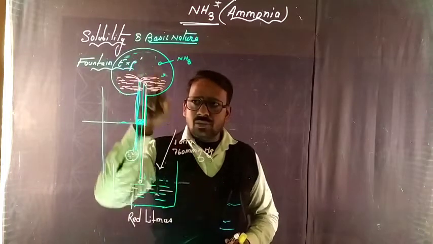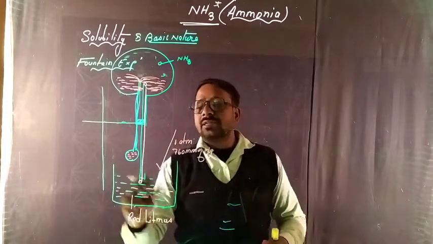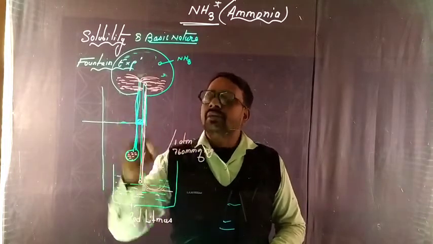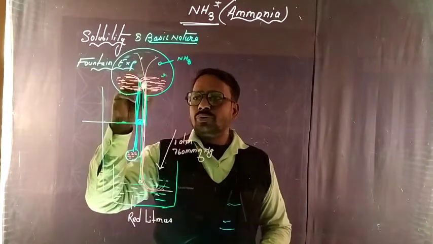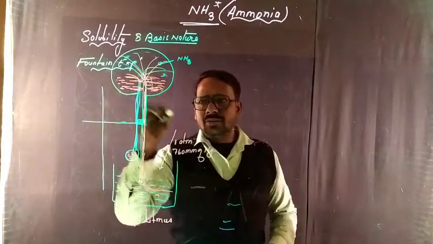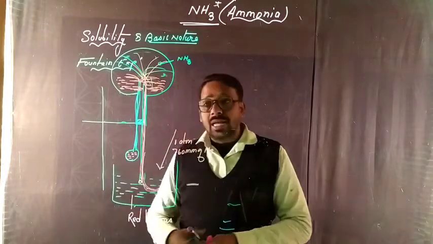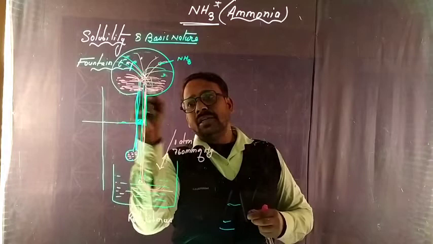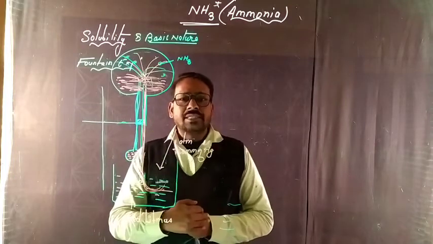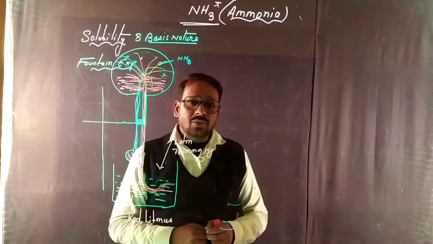Low pressure will be created. Low pressure will be there, and here is high pressure because 1 atm pressure is there. Then the water, that red litmus, starts moving inside the tube, and the red litmus will come out through this tube. It reacts with the aqueous solution of ammonia and turns blue. We know that when a base reacts with red litmus, it becomes blue, and blue color indicates that ammonia is basic in nature. As well, by this experiment we can conclude it is highly soluble in water.